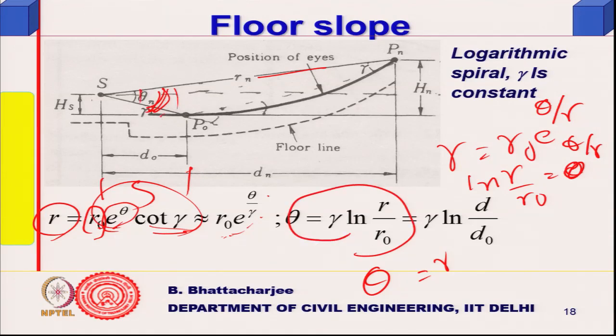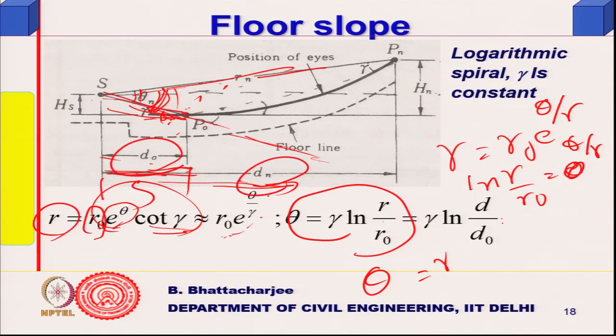Now what is theta? This angle we take the same as this angle, so theta n can be written as d divided by d0, where d is the horizontal distance at any point. I am interested in any theta for that matter. So theta is given by gamma ln r by R0. What was r? R is this distance, and R0 is this distance. This is approximately the same as the ratio of the horizontal distances: D0 by dn is equal to R0 by Rn. That is what we are saying. So theta is written as gamma n ln r by R0.